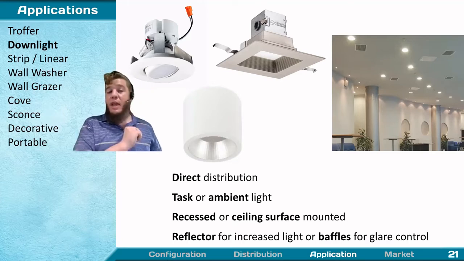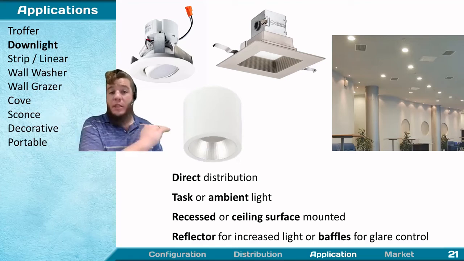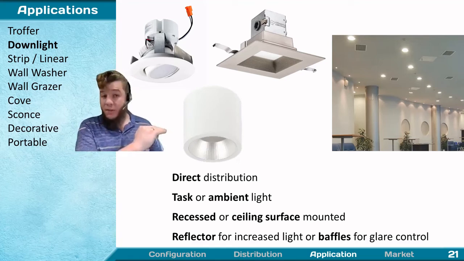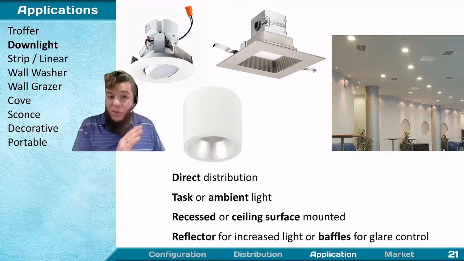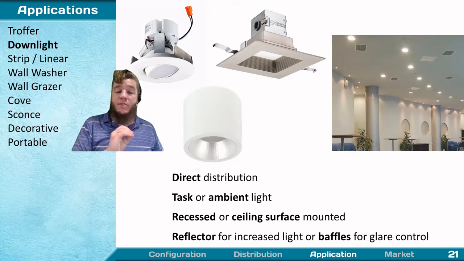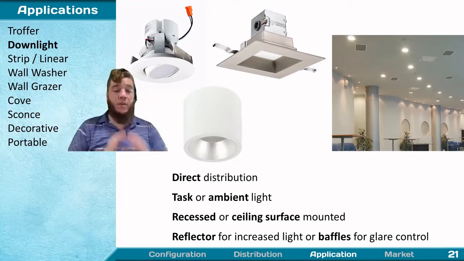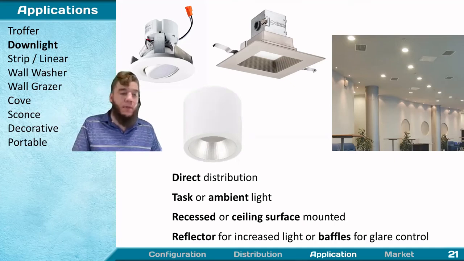And the asymmetrics, by the way, aren't just these pivot aiming ones. You can actually get reflectors that are asymmetric themselves. So you can get a totally uniform look, unless you're looking real closely, and still get that asymmetric distribution that pushes light towards the wall.